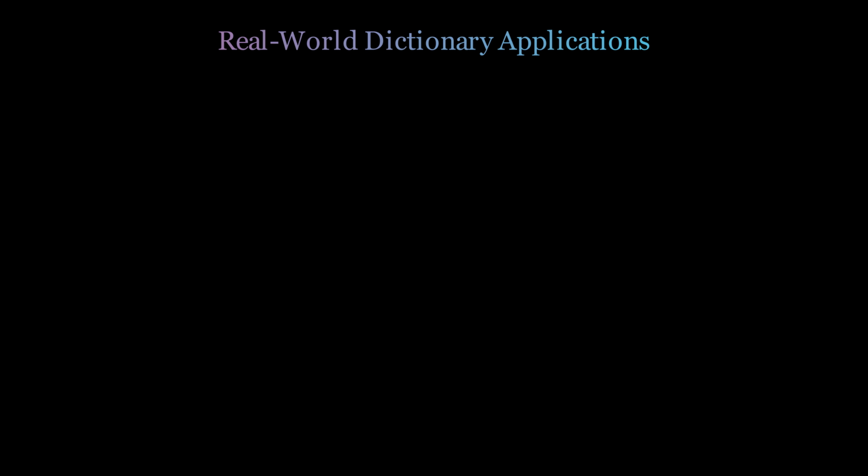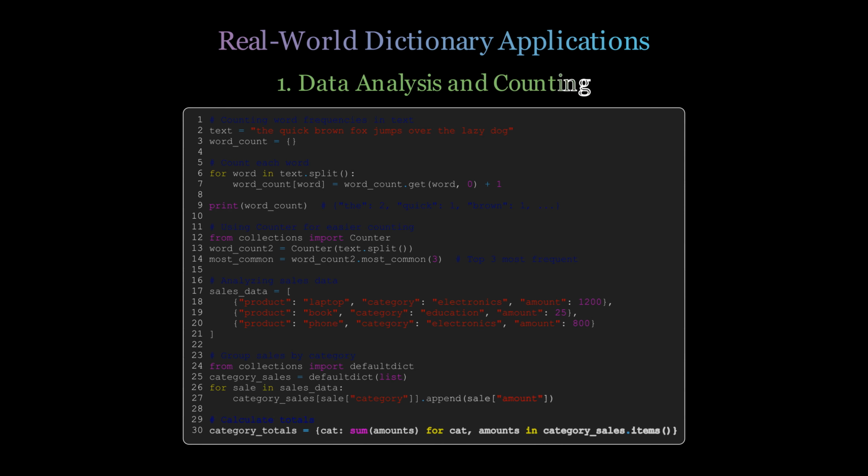Let's explore how dictionaries solve real-world problems across different domains. Dictionaries excel at counting and grouping data. We can count word frequencies, analyze sales by category, or group any data by common attributes. Specialized dictionary types like Counter and defaultdict make these tasks even easier.